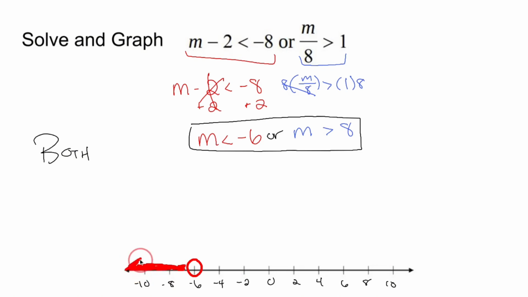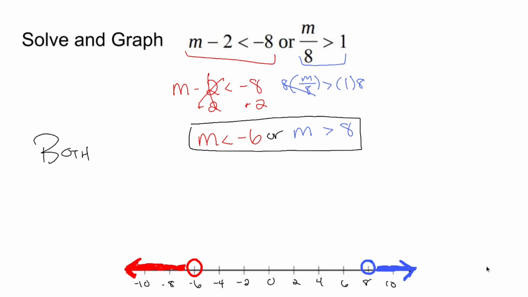Now, if you're thinking, oh, I'll just graph the other one on the number line, you're absolutely right. You go to 8, you put a circle there, and you fill in to the right of it. Don't fill in the circle because 8 doesn't count. What these two mean is that I can pick any number in any of these shaded regions, and that'll make this a true statement.